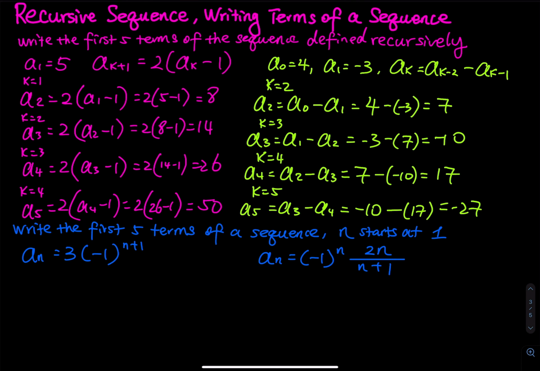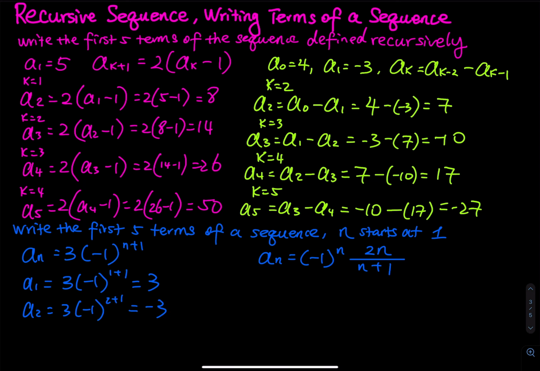So I have the nth term. I want to start at 1. Okay, then this is simple. You just let the formula do the work. So we have a of 1, which is 3 times negative 1 to the 1 plus 1. That is just 3, right? A of 2: negative 1 to the second power is positive. 3 times negative 1 to the 2 plus 1. So that gets you a negative.